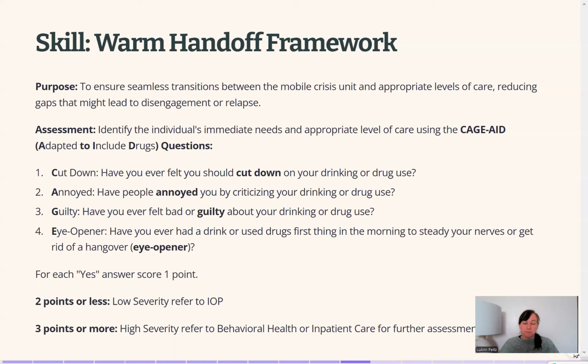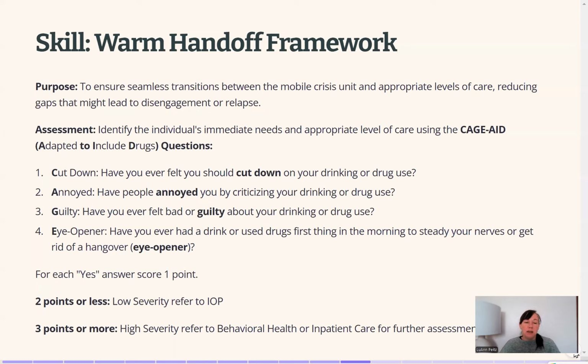So we're going to use an assessment that we talked about earlier. It's called the CAGE. Remember the CAGE? And this is the CAGE-AID. The CAGE-AID is the CAGE questions adapted to include drugs. So the first question is cut down, right? For the C: Have you ever felt you should cut down on your drinking or drug use?